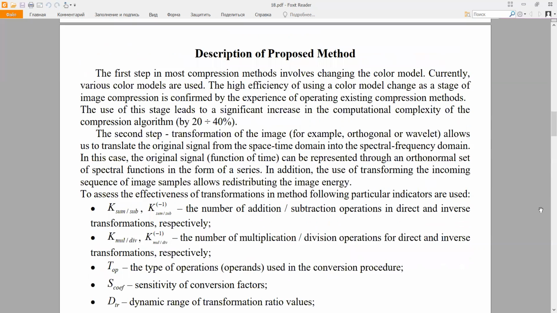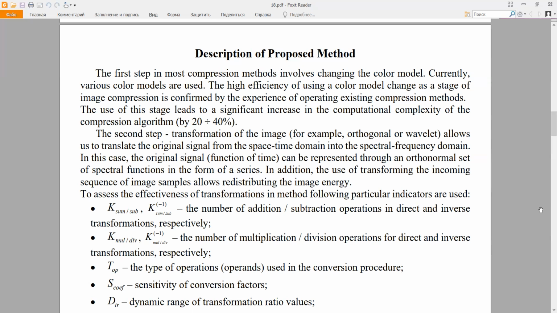Our proposed method has some stages to implement it. The first step in most compression methods, and we use it too, involves changing the color model. So our method deals with it too. Currently, various color models are used. The high efficiency of using a color model change as a stage of image compression is confirmed by the experience of operating existing compression methods. The use of this stage leads to a significant increase in the computational complexity of the compression algorithms, about 20 to 40%. The second step is transformation of the image.